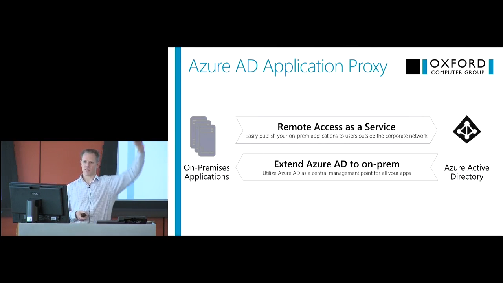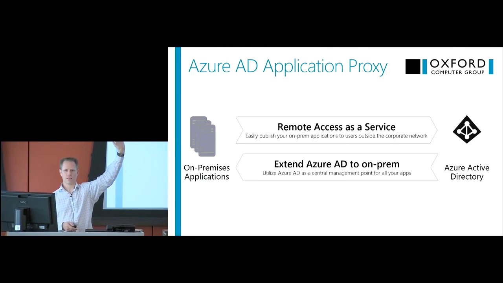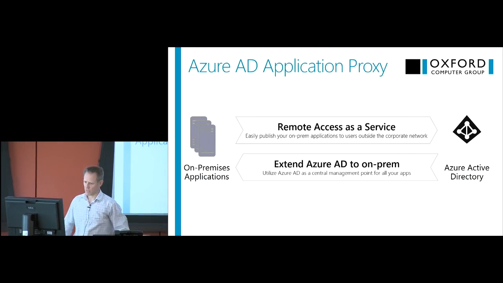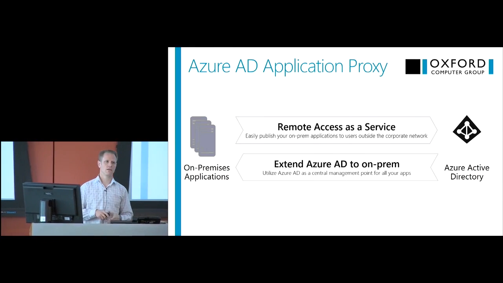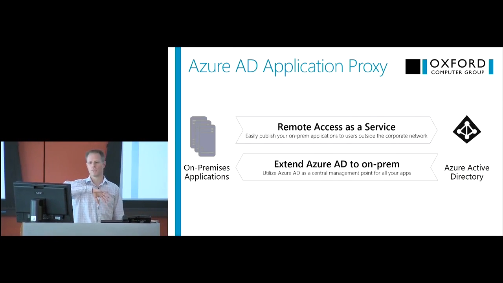Azure AD application proxy, hands up. Anybody know what I'm talking about here? Couple? Oh, quite a few. Excellent. So remote access as a service extends effectively the AD control plane back to your on-prem apps. It gives you that ability to publish applications from on-prem to the cloud using the remote access portion, if you will, as a service, and then take that on the Azure AD control plane and drive that value back down to on-prem for things like KCD and SSO.